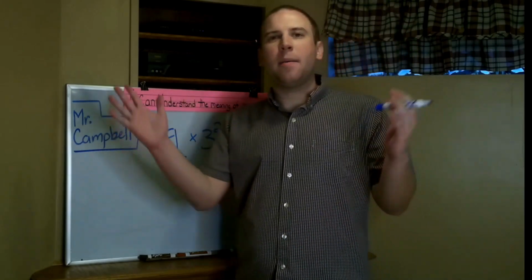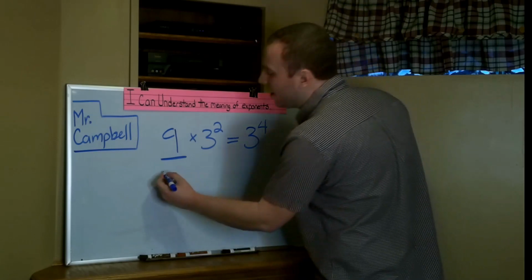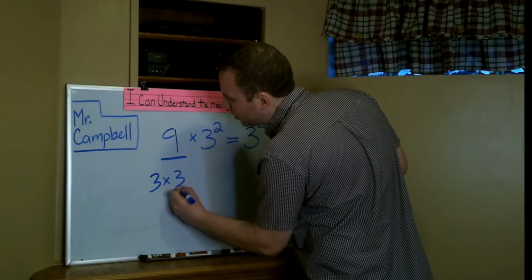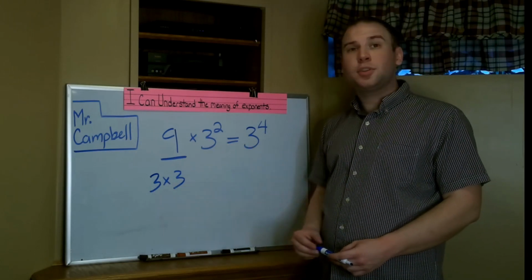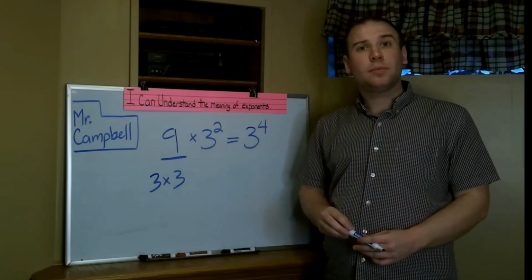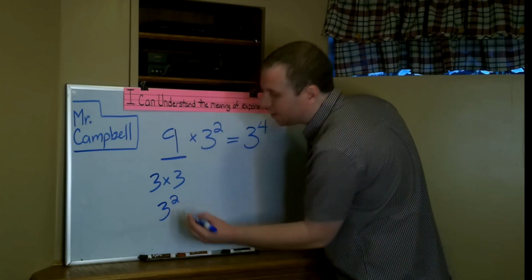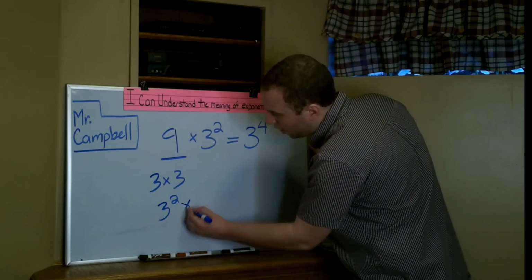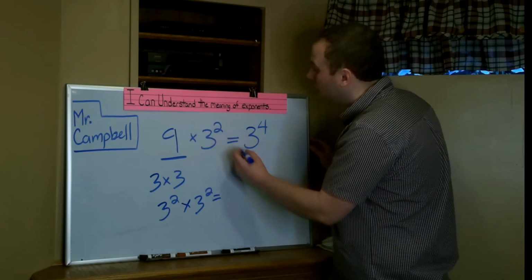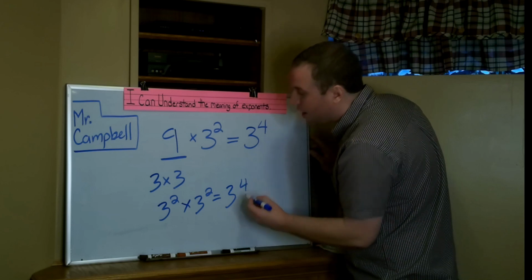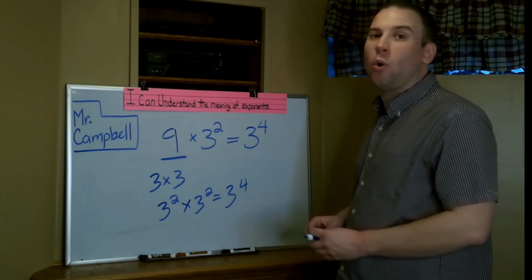Now, if we look here, 9. What and what make 9? Right, 3 times 3 gives me 9. Now, like I just talked about before, could I not make 3 times 3 into an exponent power? Yes, I could. I could make 3 times 3 into 3 to the 2nd power. So I went from 9 times 3 to the 2nd power equals 3 to the 4th power to now 3 to the 2nd power times 3 to the 2nd power equals 3 to the 4th power.